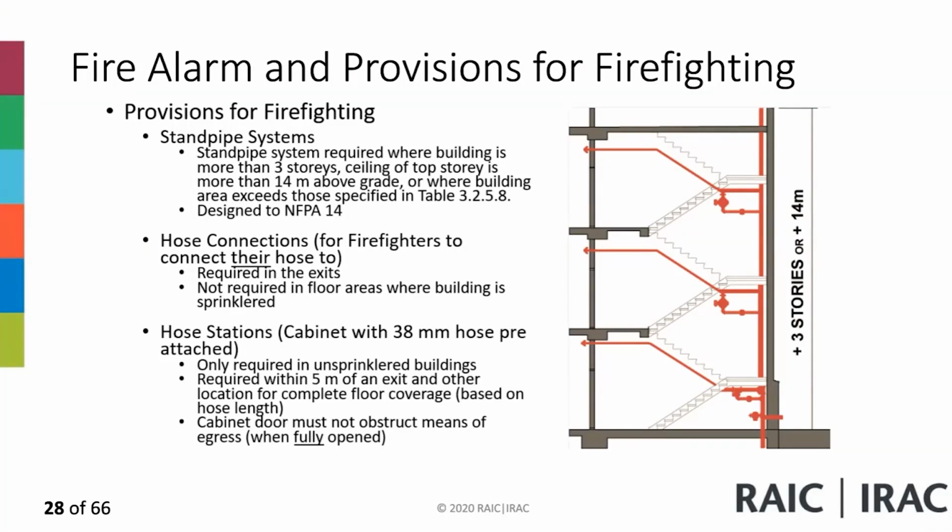Hose stations, the smaller ones. When we talk about the firefighter connections for their hose, these are the 65 millimeter hose connections. The hose stations with a 38 millimeter hose, pre-attached, are only required in unsprinklered buildings, required within 5 meters of an exit and other locations for complete floor coverage. Cabinet door must not obstruct means of egress.